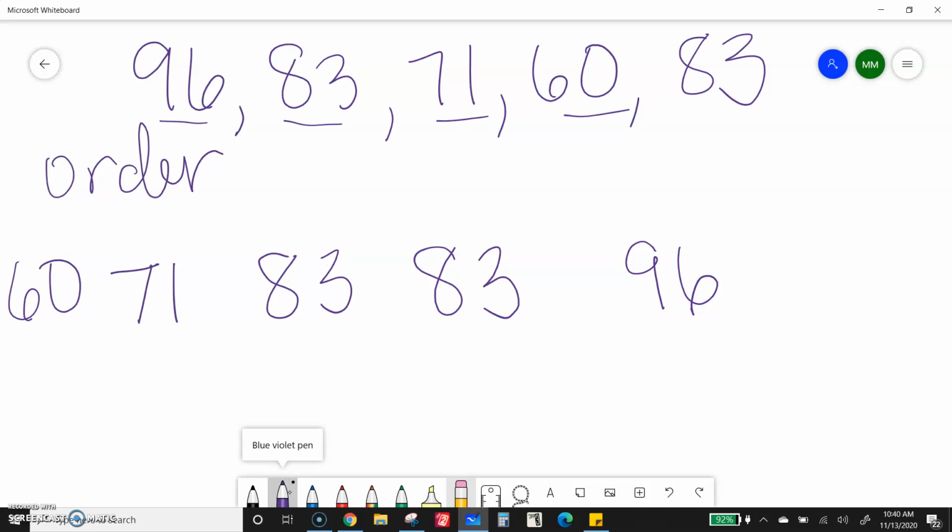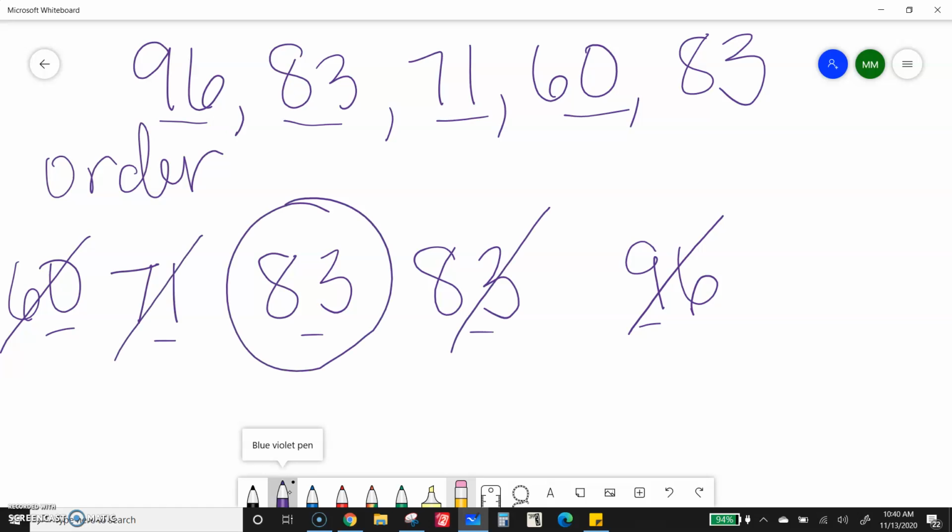I always like to check that I have the same number of numbers. 1, 2, 3, 4, 5. 1, 2, 3, 4, 5. That makes sure I know I didn't forget any, because it's easier to forget them, especially when there's more. So, find the middle. I like to go cross, cross, cross, cross. And then I have the middle. 83 is right there in the middle.